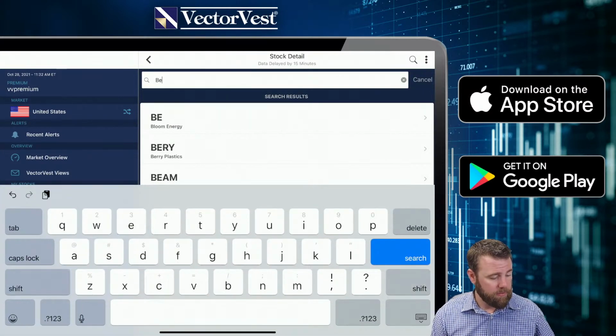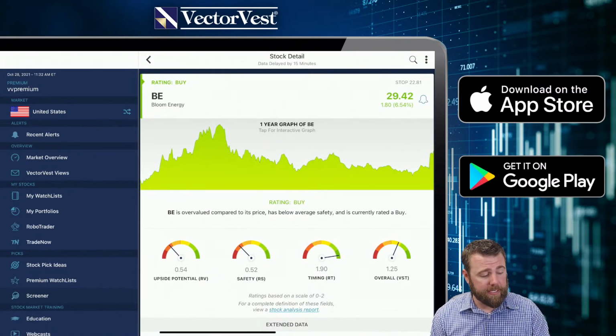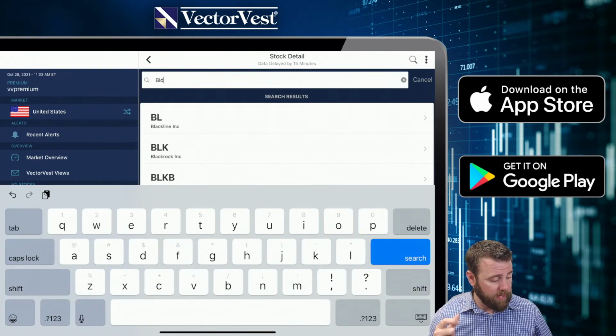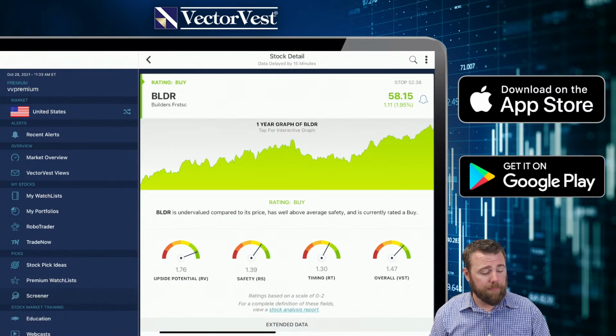BE. BE, poor long-term potential, a lot of risk associated with it. So it's a speculative momentum play though. Look at that RT. RT at 1.9 tells us an extremely strong short-term uptrend. So if you're a momentum trader, this is definitely one you're probably keeping your eye on. If not, then you're probably going to pass on it. Let's see, BLDR. Good long-term potential, less risk associated with it, nice steady uptrend. Overall, definitely a great play.